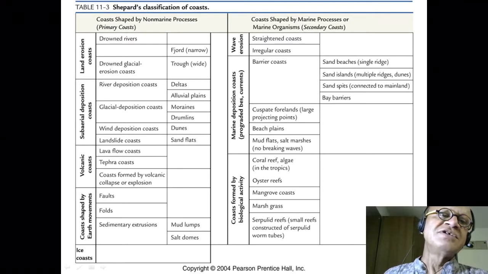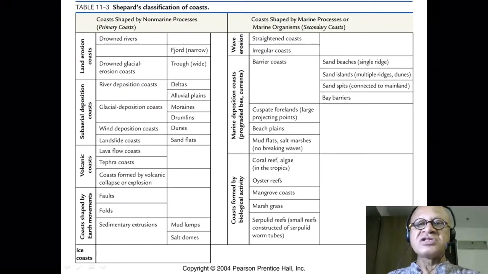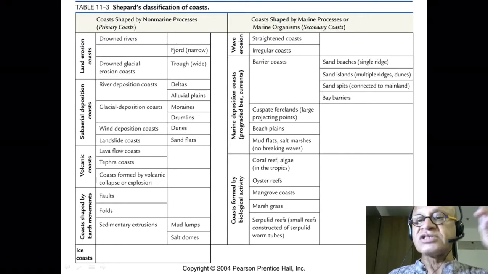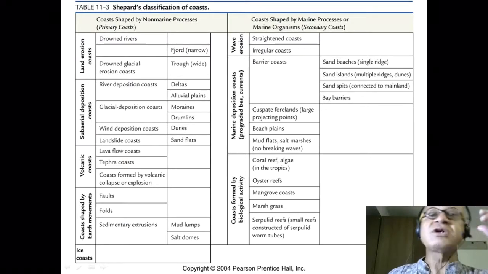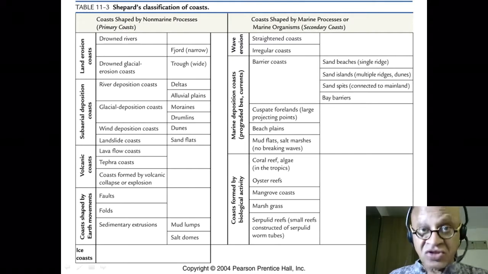So you had here subaerial deposition, so sand can be carried by air and deposited and can define the coastline. So it's a non-marine process. Sand is also formed on land, right? So cusped forelands, beach plains, mudflats, salt marshes, and so on. Coral reef and algae, obviously. There are many coasts which have dead coral reefs and dead algae, dead oyster reefs. Mangrove coasts. They are secondary coasts. Marsh grass, serpulid reefs, and so on and so forth.